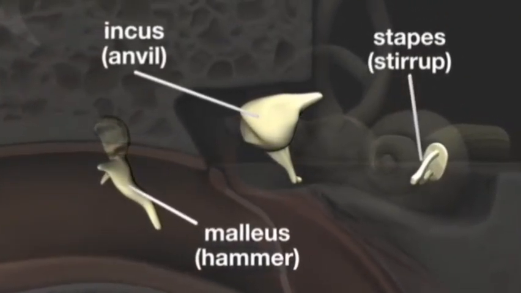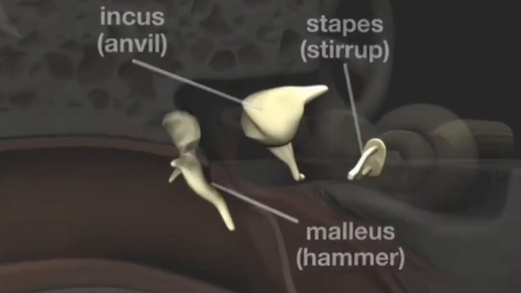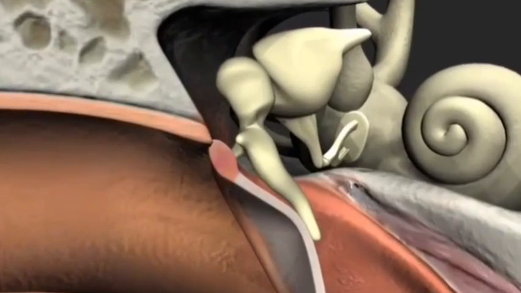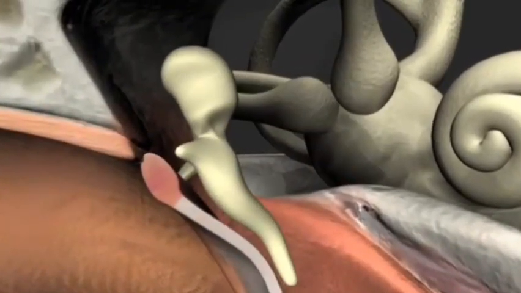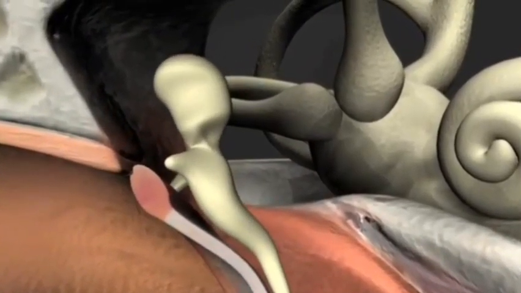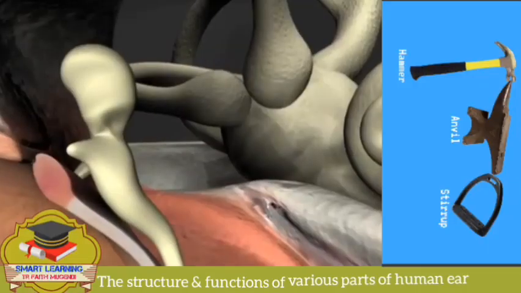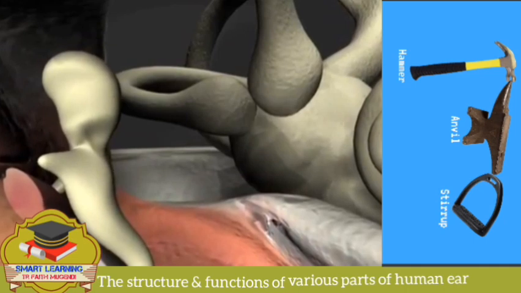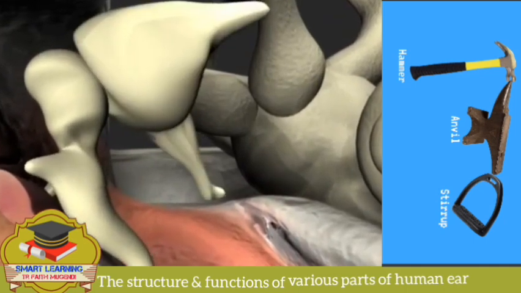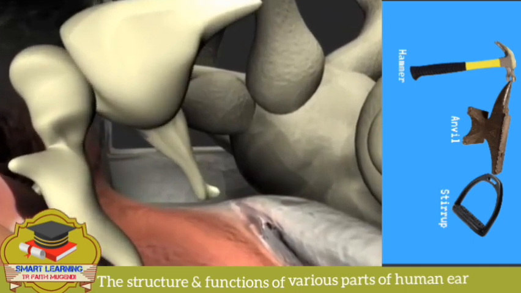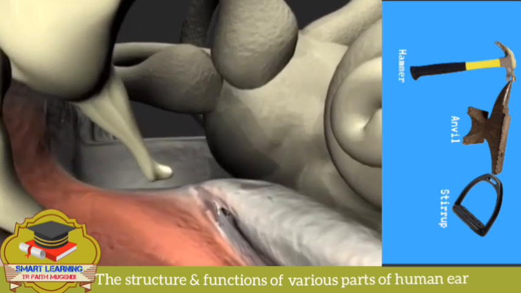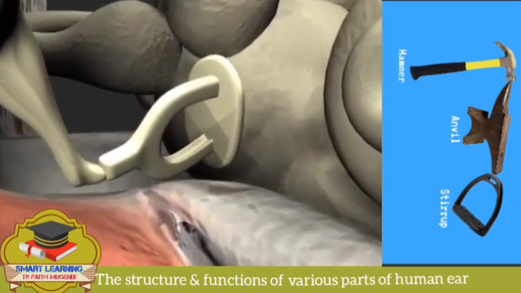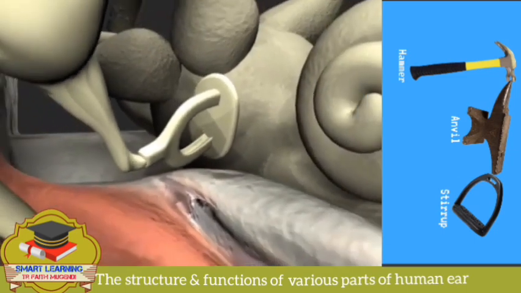They are also named according to their shape. Malleus is also known as the hammer because it takes the shape of a hammer. Incus is also known as the anvil because of the shape of the anvil. Stapes is also known as the stirrup because it looks like the stirrup that is used during horse riding.